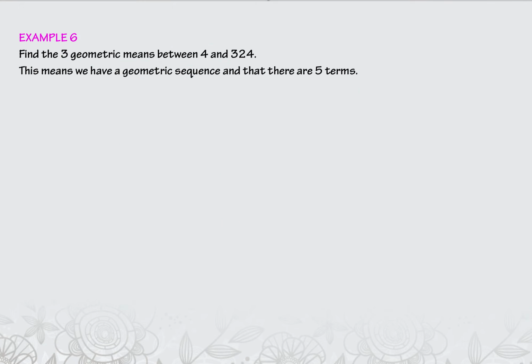Okay, the last example we're going to look at says find 3 geometric means between 4 and 324. What? Okay, let's break this down. This means we have a geometric sequence. So your brain right now, geometric sequence means I'm multiplying by the same number, multiplying by r. And there are 5 terms.